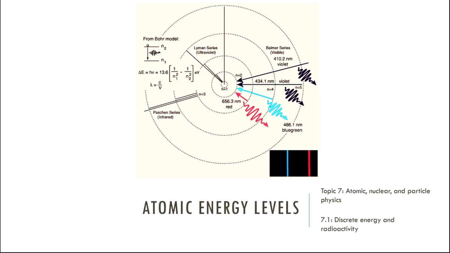Hello, in this video, we're going to be talking about atomic energy levels. We're going to talk about the electrons in an atom now and how they can move about to different energy levels, we'll call them, by interacting with light, by interacting with photons, particles of light. All right, so here we go.